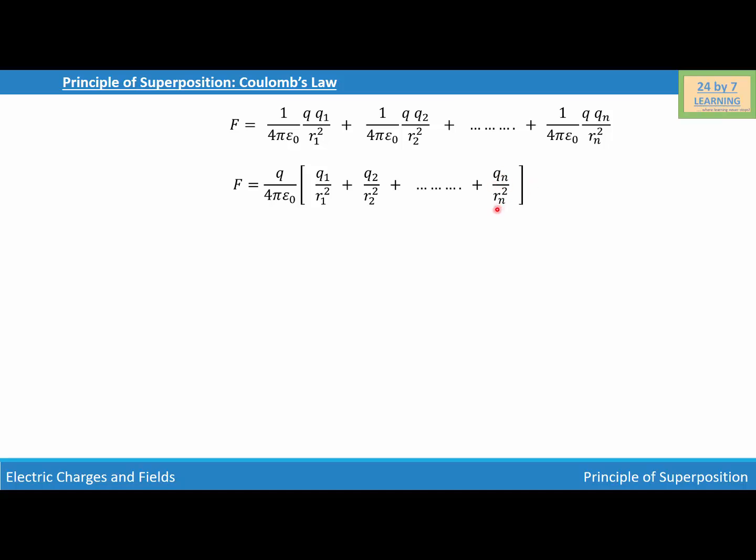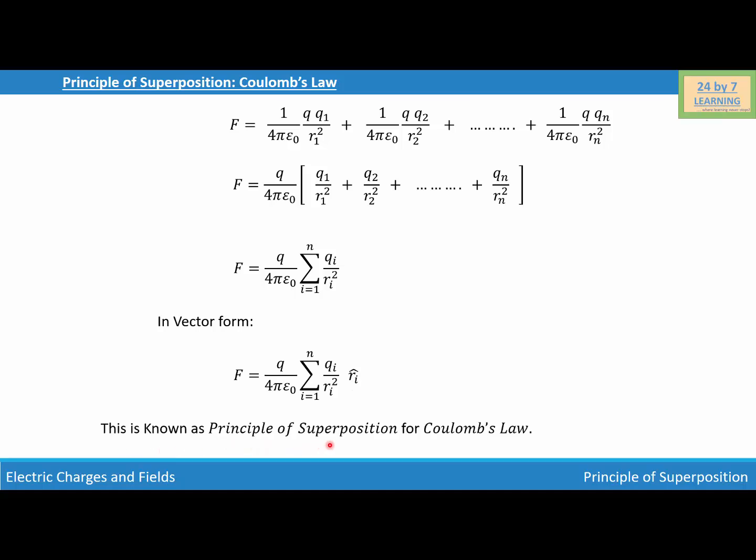And if we use the sigma function to write this expression, we can simplify it as F is equal to q over 4 pi epsilon 0 sigma i is equal to 1 to n qi over ri square. Now let's write this force in vector form: force F is equal to q over 4 pi epsilon 0 sigma i is equal to 1 to n qi over ri square times unit vector ri, and this is known as the principle of superposition for Coulomb's law. This is how we define the principle of superposition for electric forces.